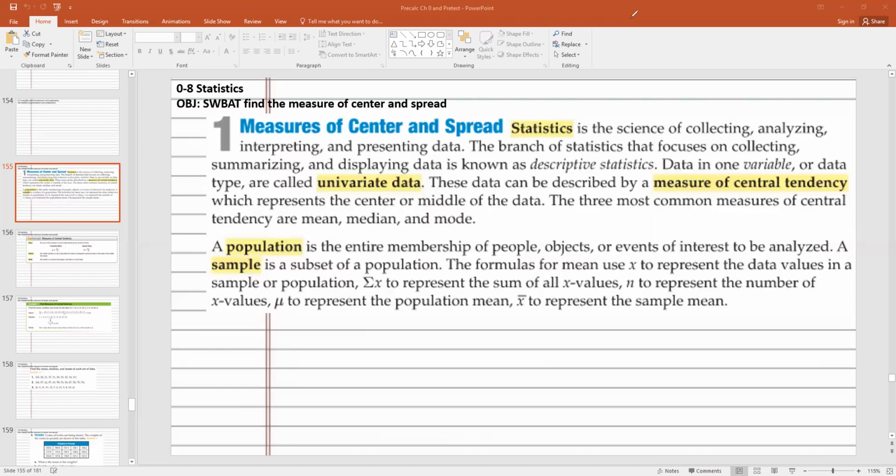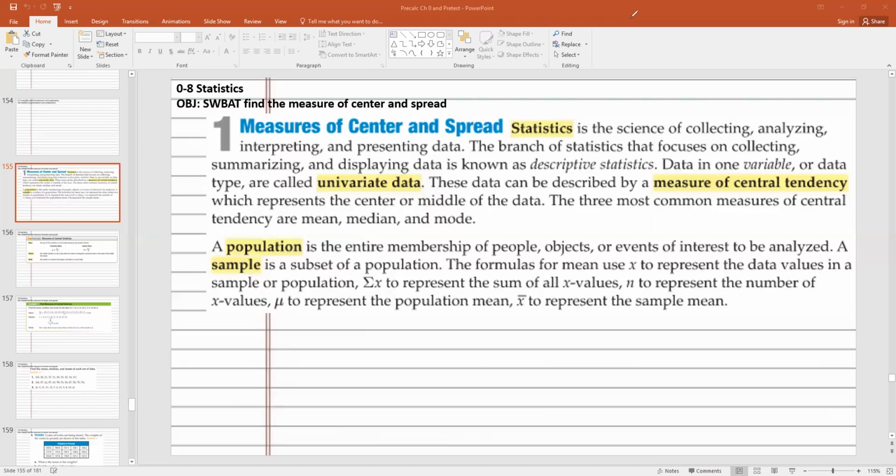A population is the entire membership of people, objects, or events of interest to be analyzed. So the whole thing. A sample is just a little part of it. Not the whole thing, but just part of it. We're going to be looking at some formulas that incorporate the difference of a population and a sample.